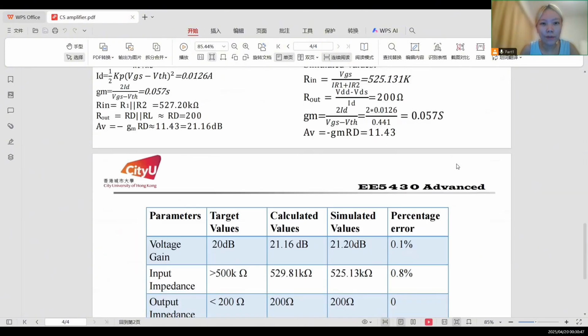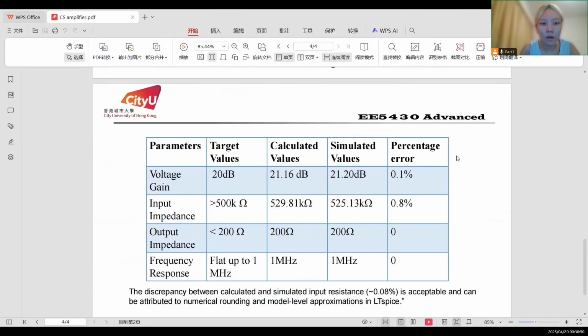Summarized in the following table, we can see that all the data meet the requirements of the task. The gain is greater than 20 decibels. The output resistance is less than 200 ohm. The input resistance is greater than 500 kilo ohm, and the frequency response is flat within 1 MHz.